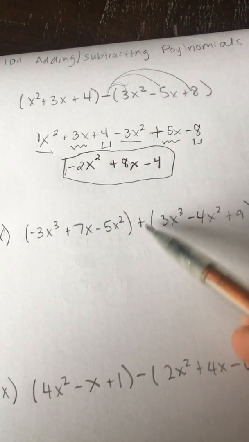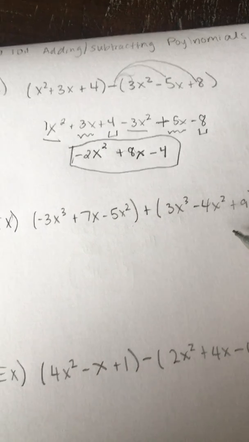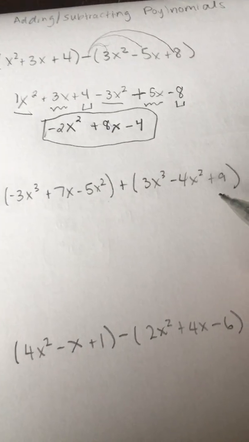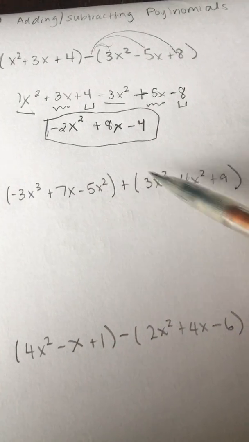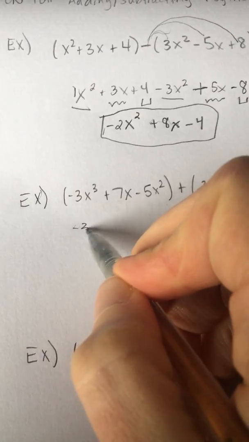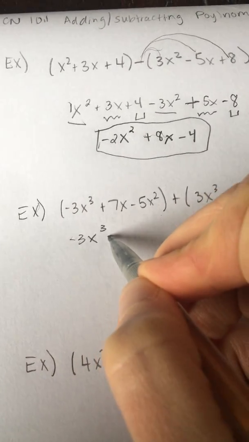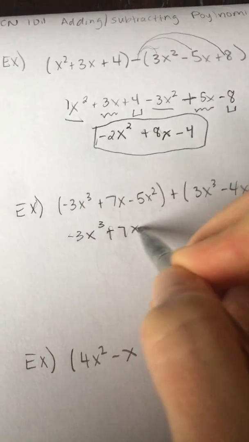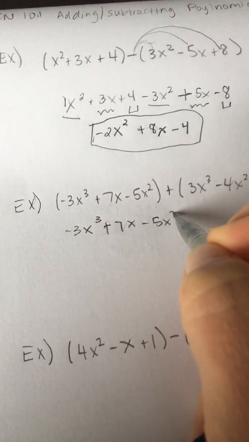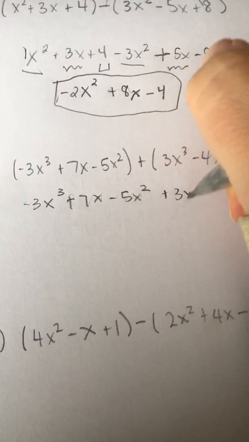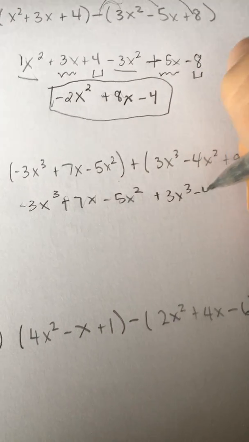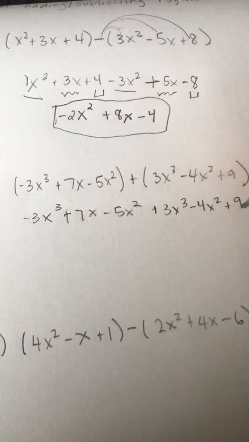When you have addition in between your two polynomials, you're adding the polynomials together. And so we don't have to do that step of making sure we subtract all of them. We just have to make sure we add all of these. First polynomial comes down without parentheses, negative 3x cubed plus 7x minus 5x squared. Second polynomial also comes down without the parentheses, 3x cubed minus 4x squared plus 9.